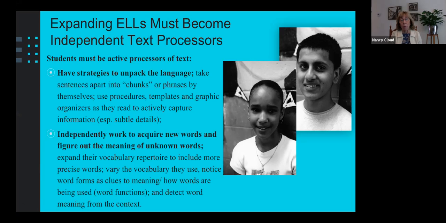And we need them when they're by themselves and they see a word they don't know to notice word forms as a clue to meaning, or word functions as a clue to meaning, or how to use the entire context to figure things out. And I want to stress again, this is your job. This is what you need to be working on. Kids can't just learn these strategies all by themselves. We have to actively teach the strategies. And we know from research that it's very good if we name.